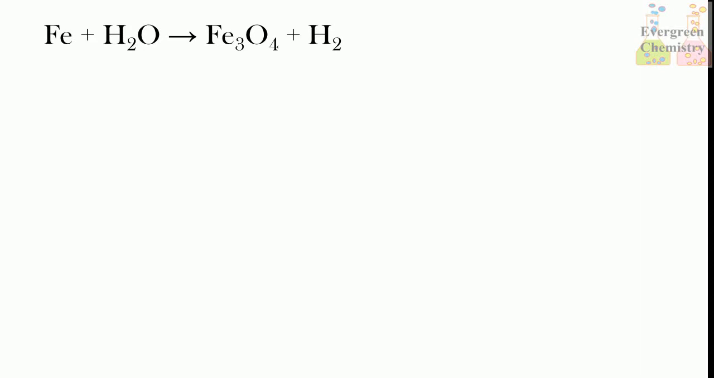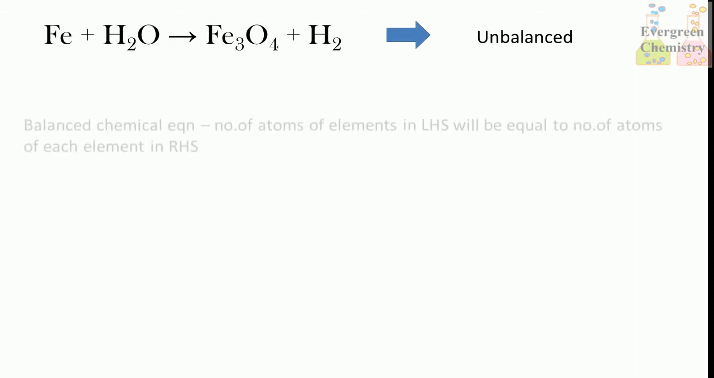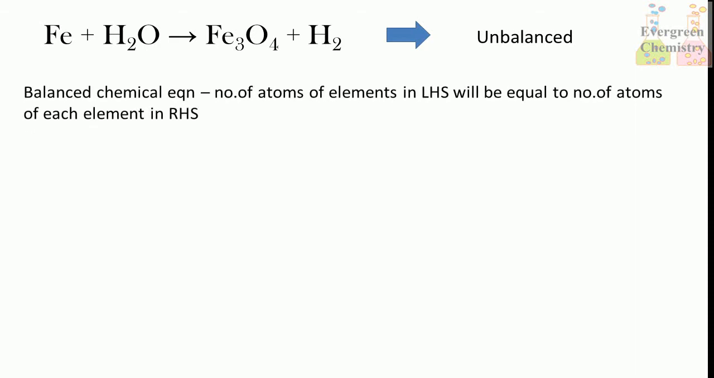Can you identify the given equation? Is it a balanced one or an unbalanced one? It is an unbalanced equation. As we know, for a balanced chemical equation, the number of atoms of elements in the left hand side, that is reactants, will be equal to the number of atoms of each element in the right hand side, that is products.